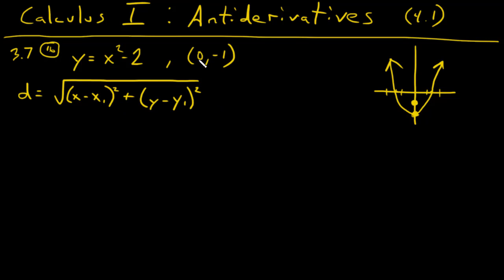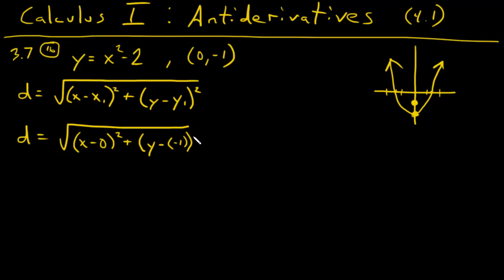So the first constraint is going to be our point. So d is equal to the square root of x minus, there's the x1, that's 0, squared plus y minus negative 1, quantity squared. So that's the first constraint. We've got the point down, but I need the second constraint so that I can find the distance between the two. So the second constraint is the actual function itself, y equals x squared minus 2.